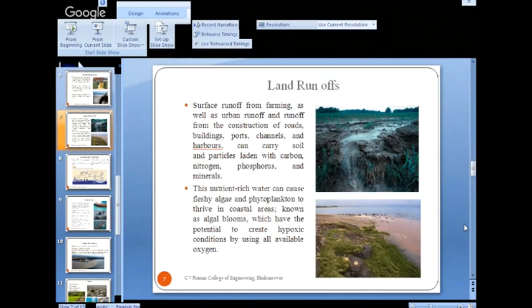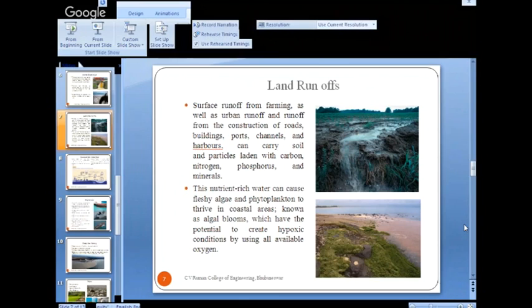Now coming to the next one, this is land runoff. Land runoff is generally the runoff of the surface from farming lands or urban runoff, like construction of roads and buildings. Basically, in coastal areas where the road is just beside the sea, during the rains the surface of the roads and the materials go into the sea, which is more hazardous than the farming runoff.